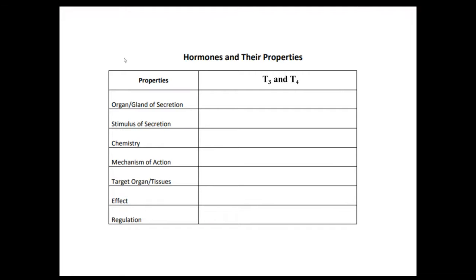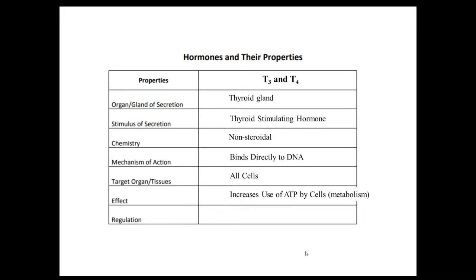So going to this table, what's the organ or gland of secretion for T3 and T4? It's going to be the thyroid gland. What stimulates its secretion? Thyroid stimulating hormone. Its chemistry is non-steroidal. However, if you remember, this is the only exception to the rule about chemistry and mechanism of action. Even though it's non-steroidal, it does bind directly to DNA. All cells are the target. Its effect, it increases the use of ATP by cells, it increases metabolism, and it's regulated by negative feedback.